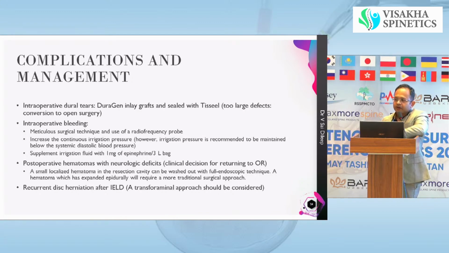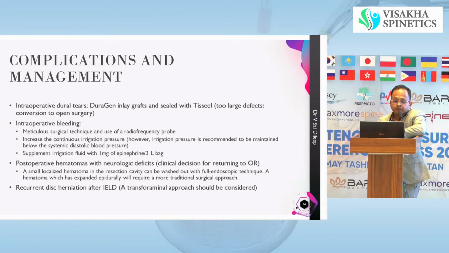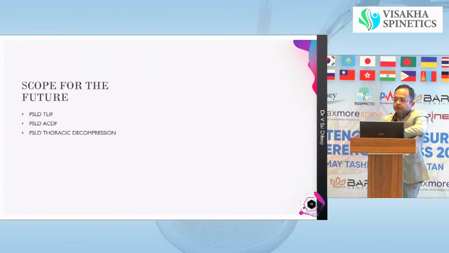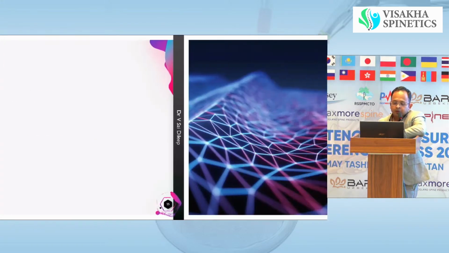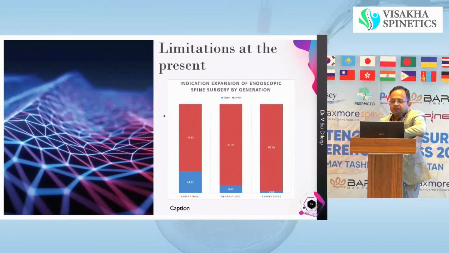Of course, in any endoscopic surgery, you feel you have removed so much, but sometimes they end up with reherniation, which is far bigger than the normal. The future is what the sir is going to discuss: PSLD, TLIF, ACDF, thoracic decompression. The initial limitations for endoscopic surgery were very poor. Now you can see almost 97.36% of spine ailments can be dealt with endoscopic spine surgery.